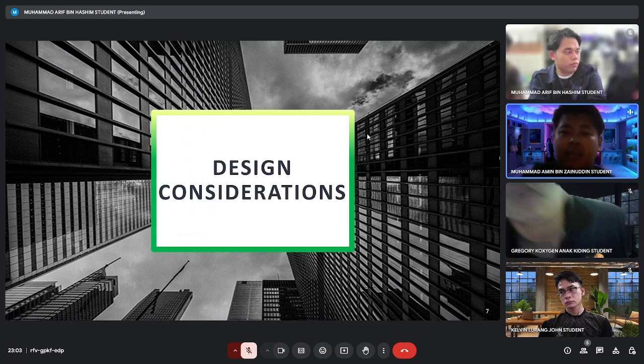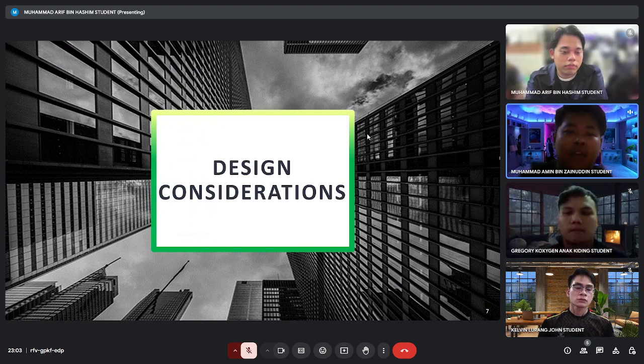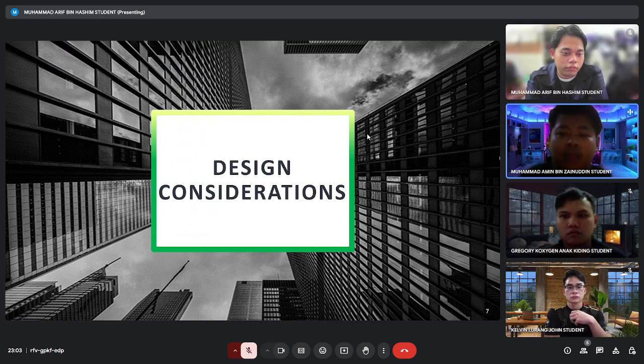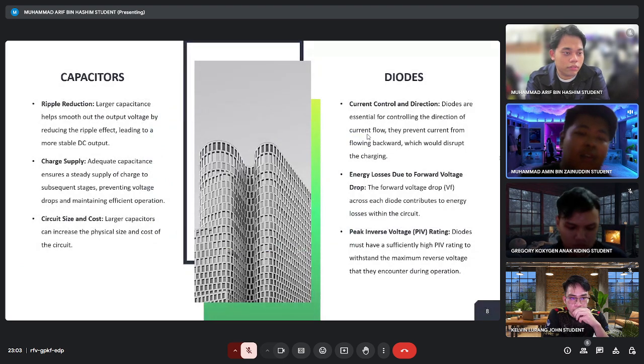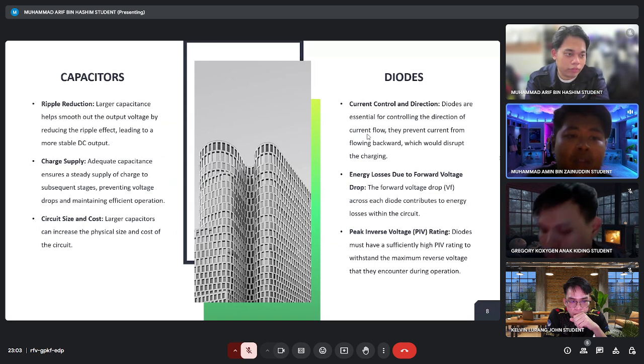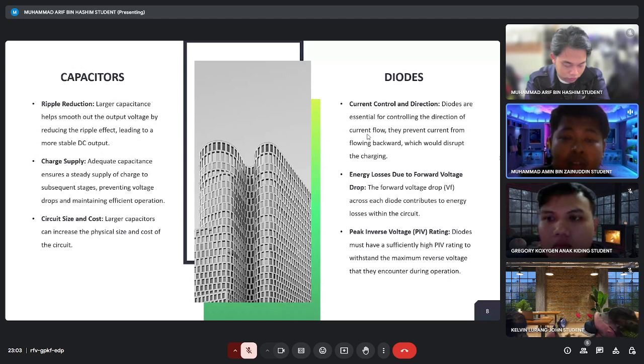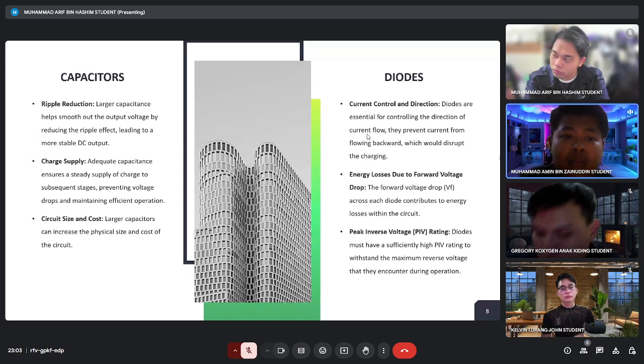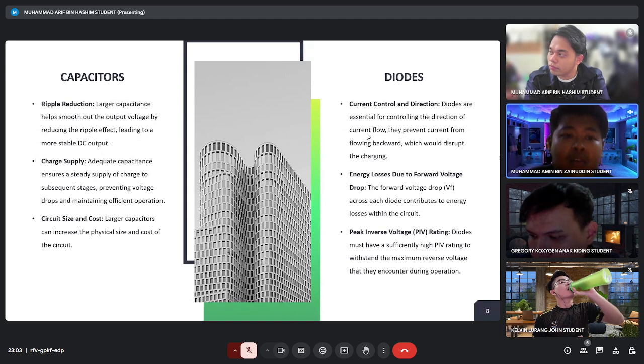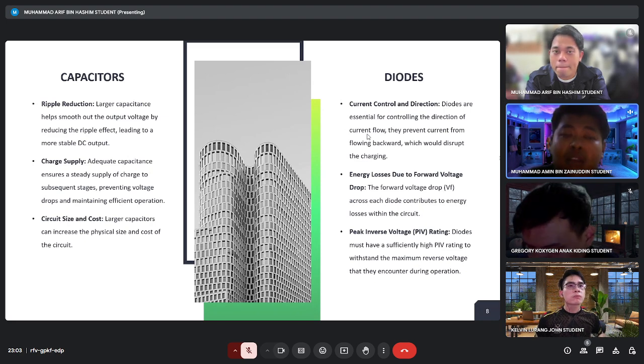Okay, my name is Mama Amin, and I would like to present about design consideration. There are two main components in this assignment. The first one is the capacitor. As you know, larger capacitance helps smooth the output voltage. It means that if you use a large capacitor, it leads to a more stable output.